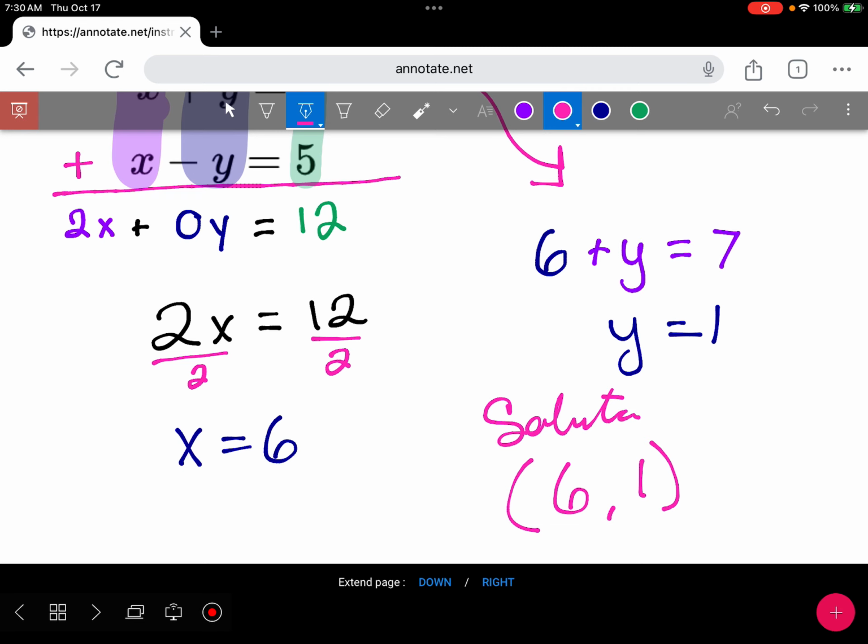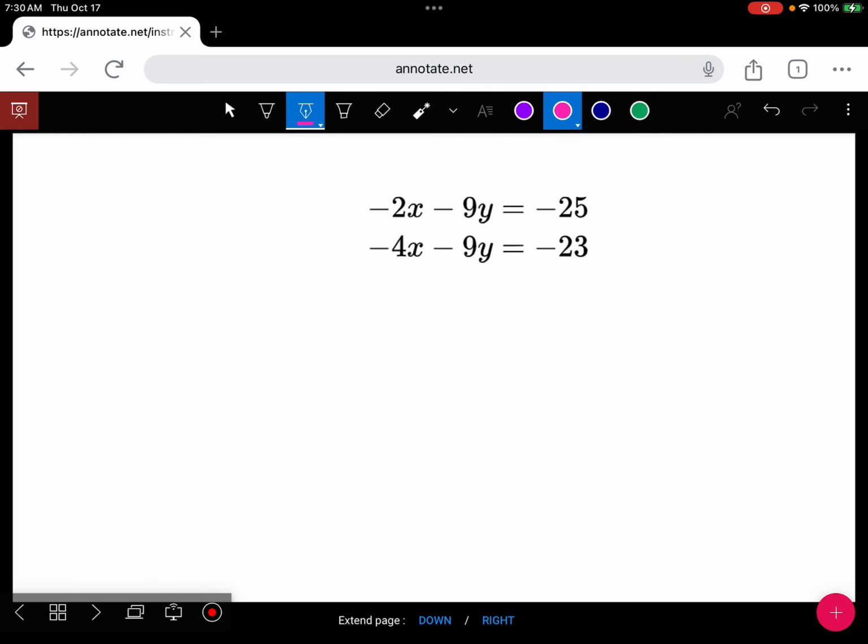So if we add things together in columns, we can eliminate out a variable. Questions on this first one? Okay. Here's our next one.